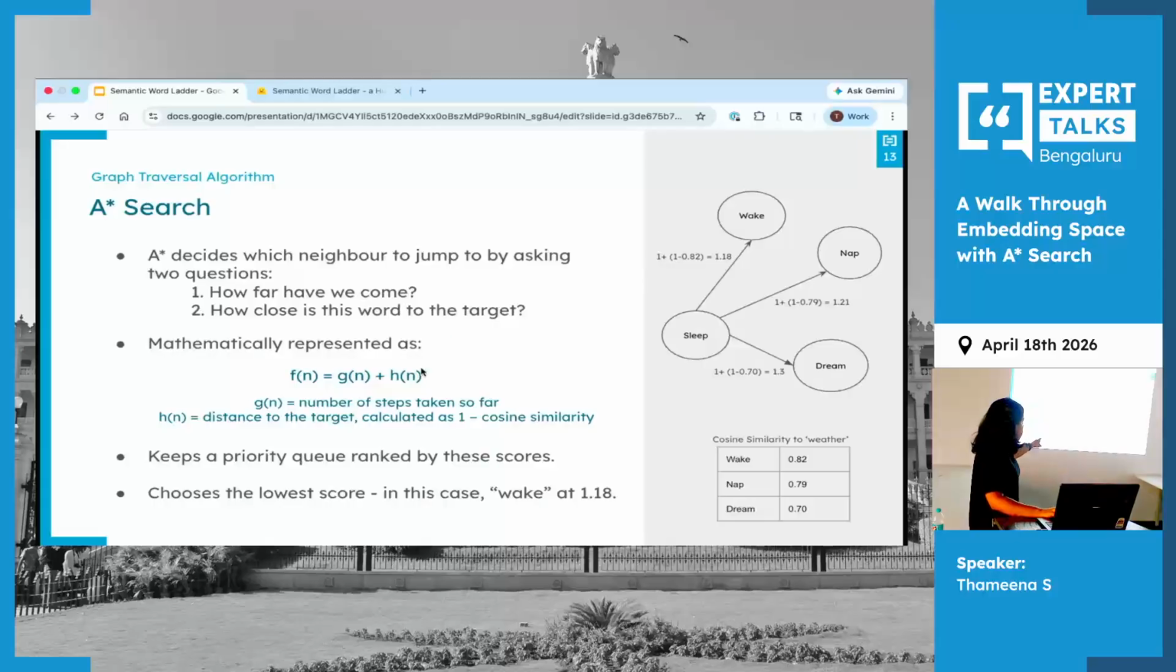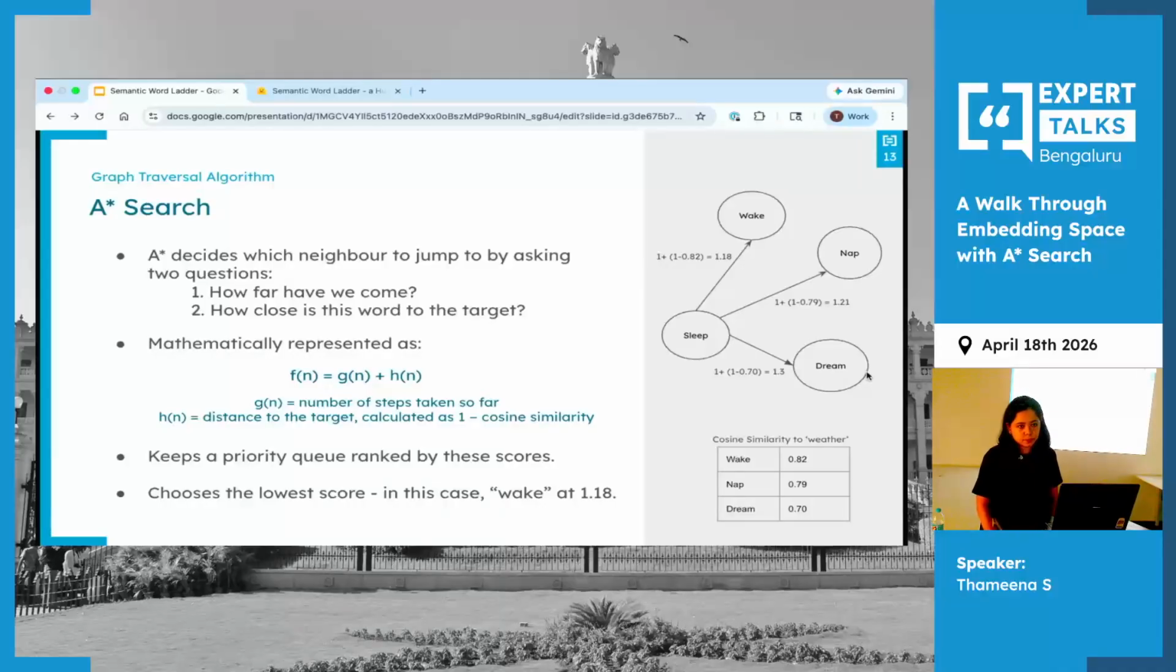Yeah, so the end word is related by this h of n function here. It's called a heuristic function. This actually checks how close a word is to the end word. If you take the word wake here, you are calculating the cosine similarity of wake to the end word weather. So here I have this column, which is the cosine similarity to weather and not to sleep. We are checking how close a word is to the target word by calculating the cosine similarity of that word to weather. That tells you how close you are to reaching the target. You could still have other algorithms do this, but this is just another efficient way where you're calculating the cosine similarity of that word to the target word.